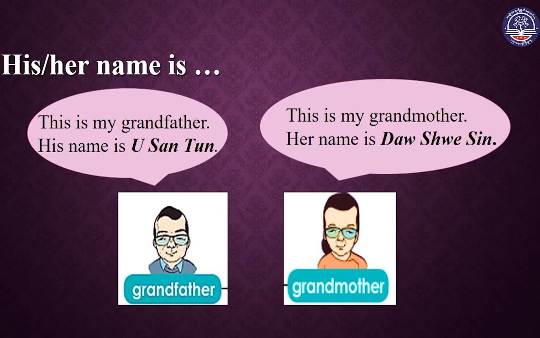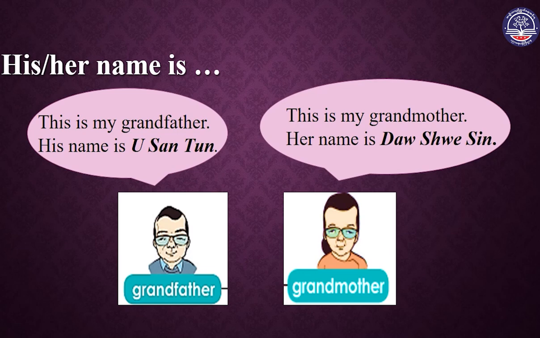Okay? So the next one, look at the next picture. Who is it? Yes, it's a grandmother, right? It's a grandmother or grandma, granny? Yeah, it's a grandmother. So what do we have to use? His or her? Yes, we have to use her. Her name is like that.